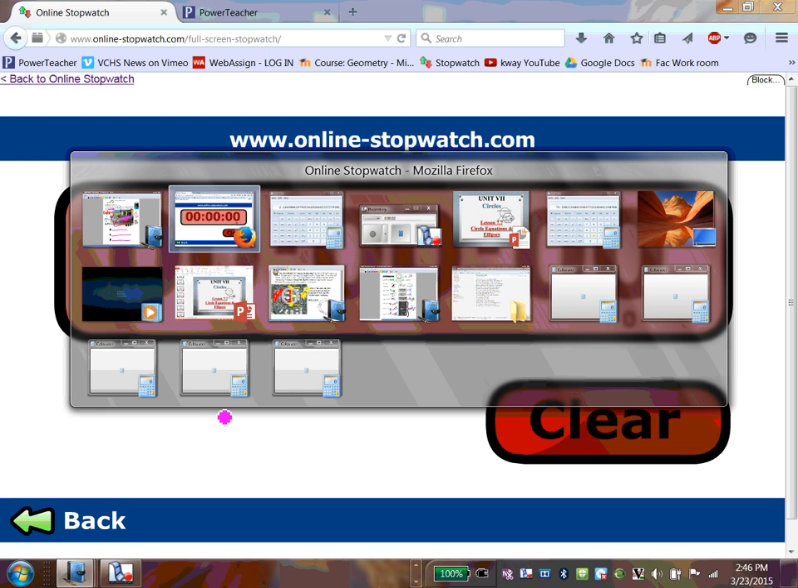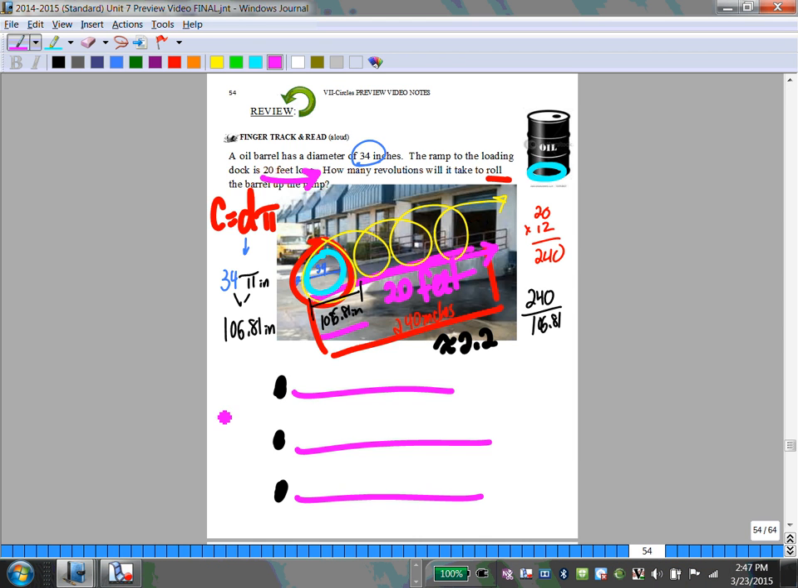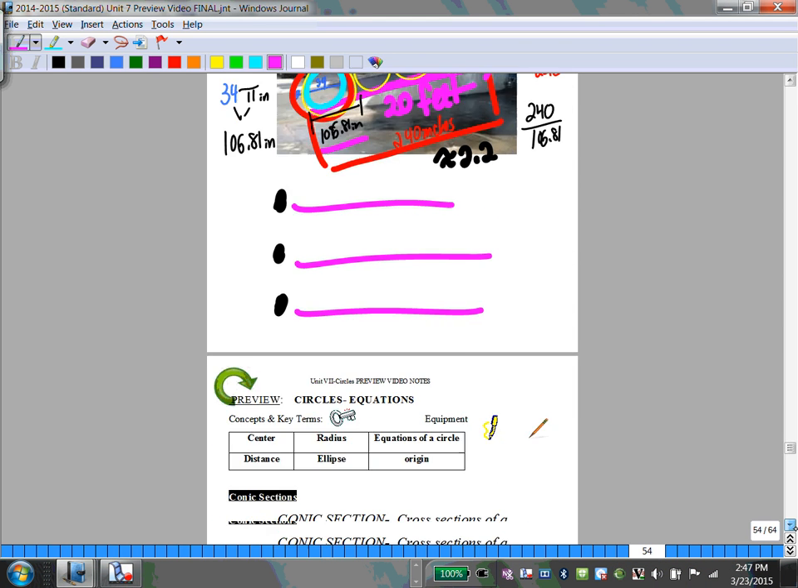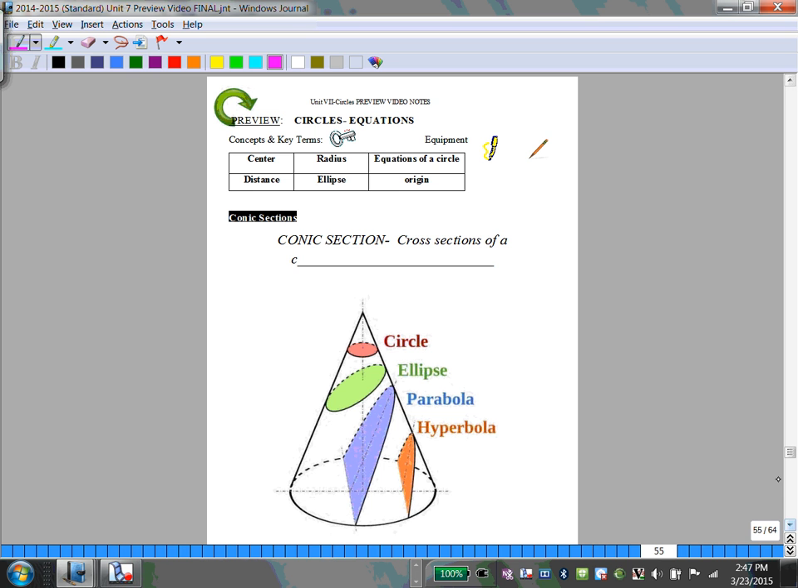All right. Ready? Let's move on here. That's a quick review. Now today we're going to introduce the very beginning of what's called conic sections. Here are your keywords: center, radius, equations of a circle, distance, ellipse, and origin. In Algebra 2, you're going to spend about 3 weeks on this. But for now, we're just going to give one simple equation.